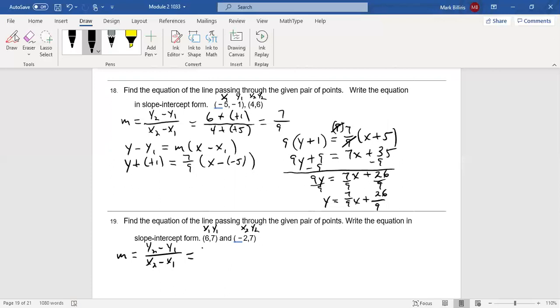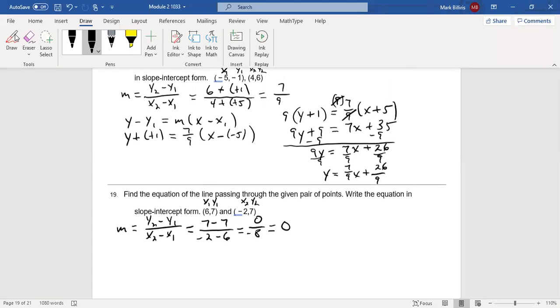So y sub 2 is 7 minus y sub 1, which is 7, over x sub 2, which is -2, minus x sub 1, which is 6. So 7 minus 7 is 0, and -2 minus 6 is -8. And remember, 0 over anything is 0, so our slope is 0.